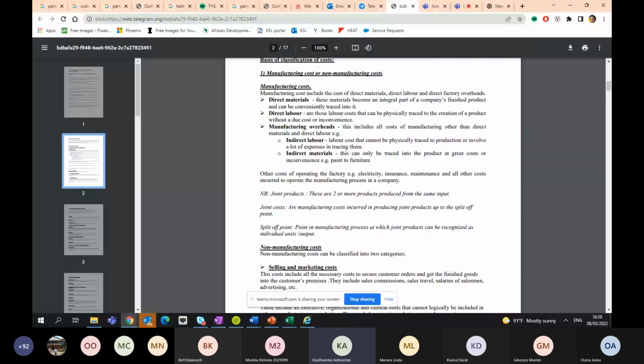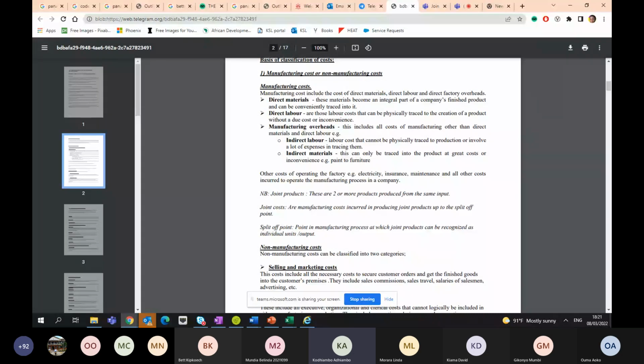So for instance, the example we have here is paint for furniture. Whether you paint your furniture or whether you don't, it doesn't increase the number of things you manufacture, assuming you're manufacturing. Okay, I don't know what you're manufacturing. Let's say cups, for instance. So assuming you're manufacturing cups, it doesn't matter whether you paint your furniture or not. Or rather, even if you paint your furniture, it won't affect your actual business. So basically, they're indirect and they're just overheads.